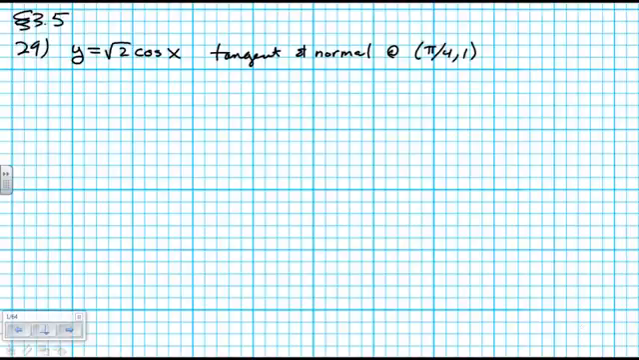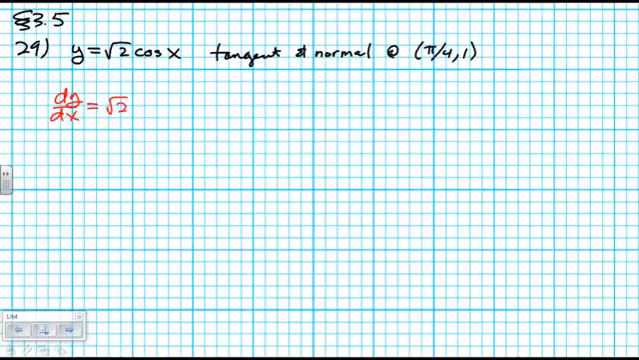All right, so here's problem number 29 from 3.5. And it's our classic problem. We're given a curve and we're asked to find the tangent and the normal. To do the tangent, we're going to need the tangent slope and a point. But they already gave us a point, so all we need to do is go to the slope first. Let's get to the slope by calculating dy/dx.